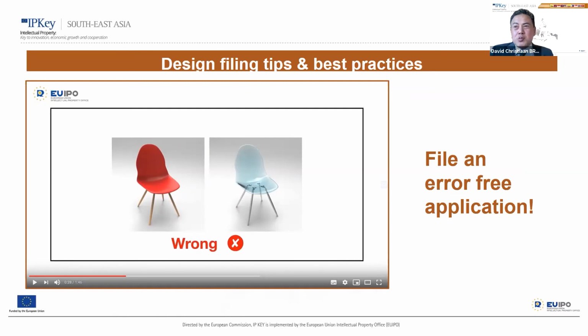There is also a video on YouTube for people who are not sure, that they can watch before they file the application. This is one still of a video. For example, this chair, clearly there's a red chair and there's a transparent chair. These are different designs for the EUIPO. So this is clearly wrong. The video is almost 2 minutes, and it will give the applicants many examples of what is right and what is wrong.